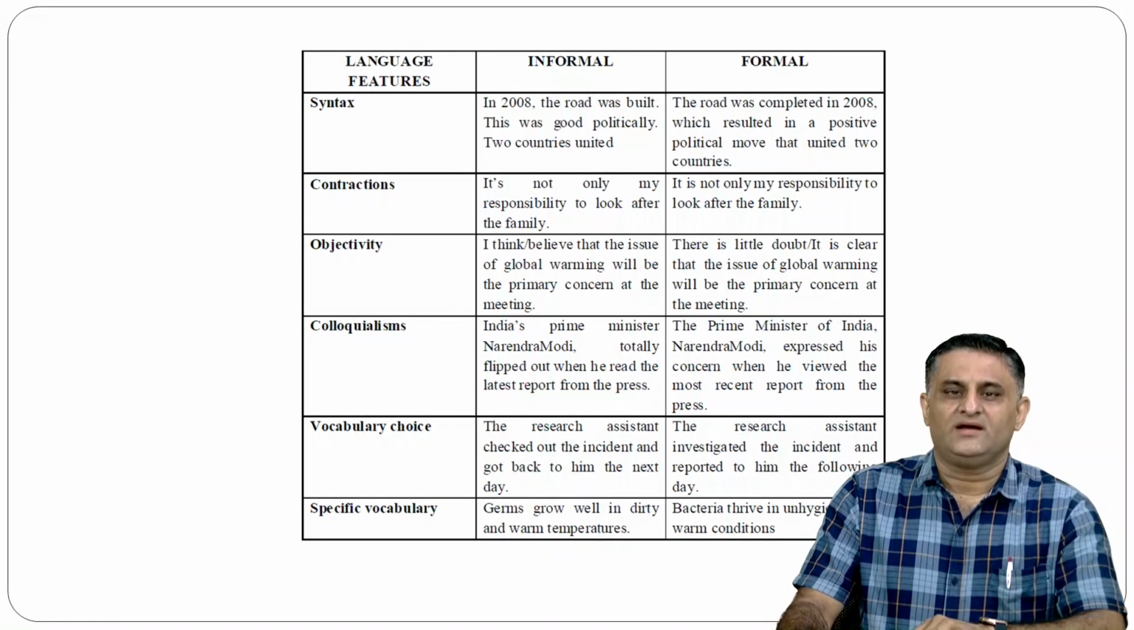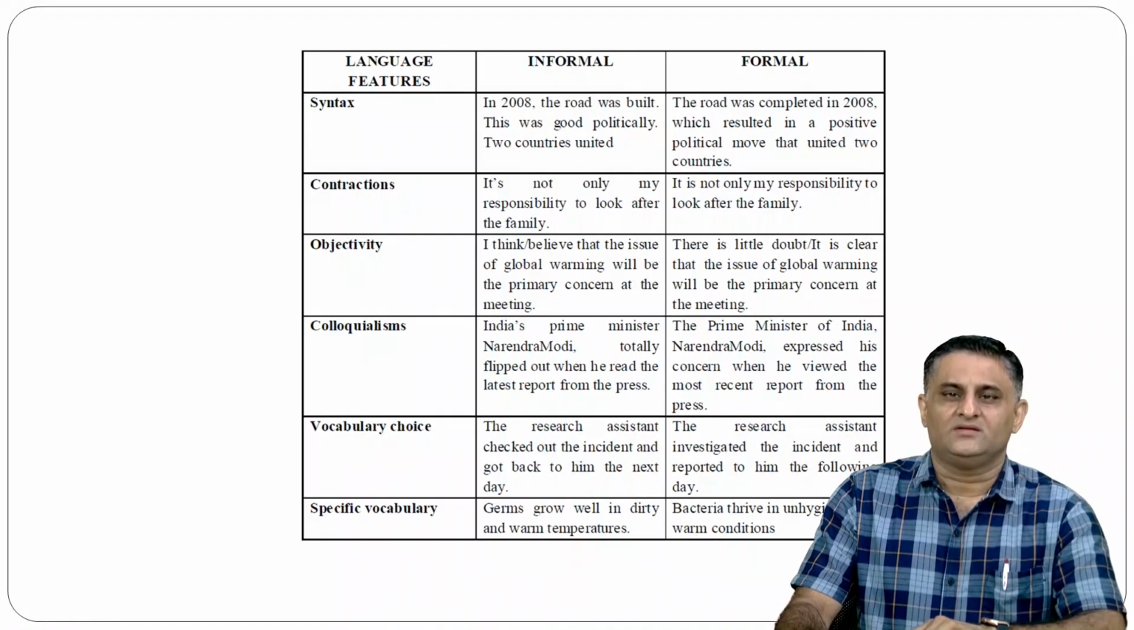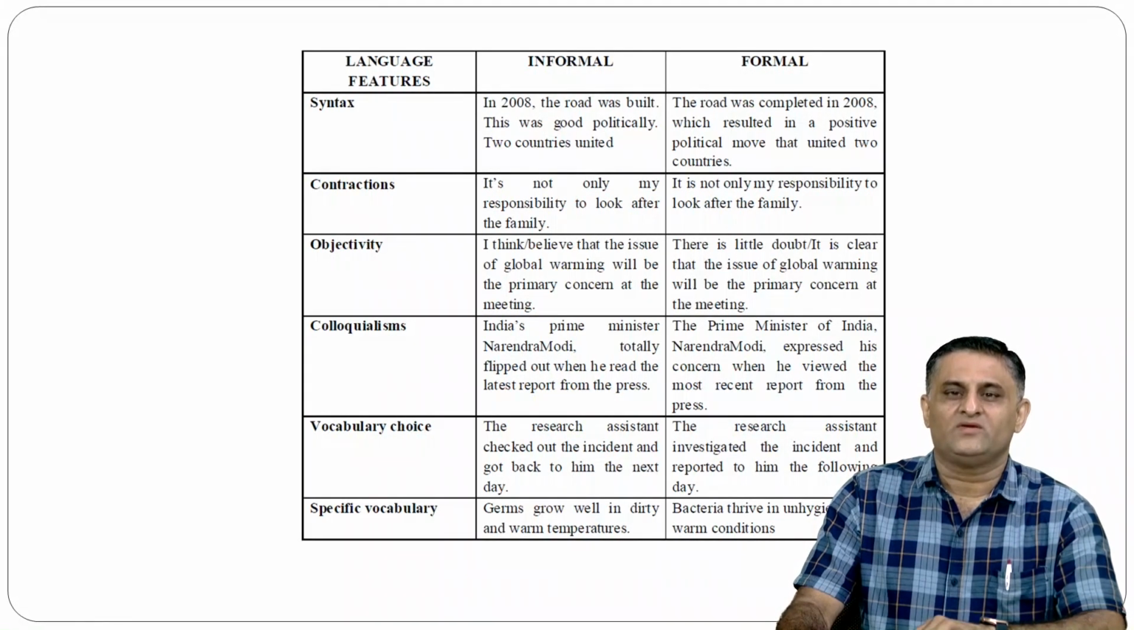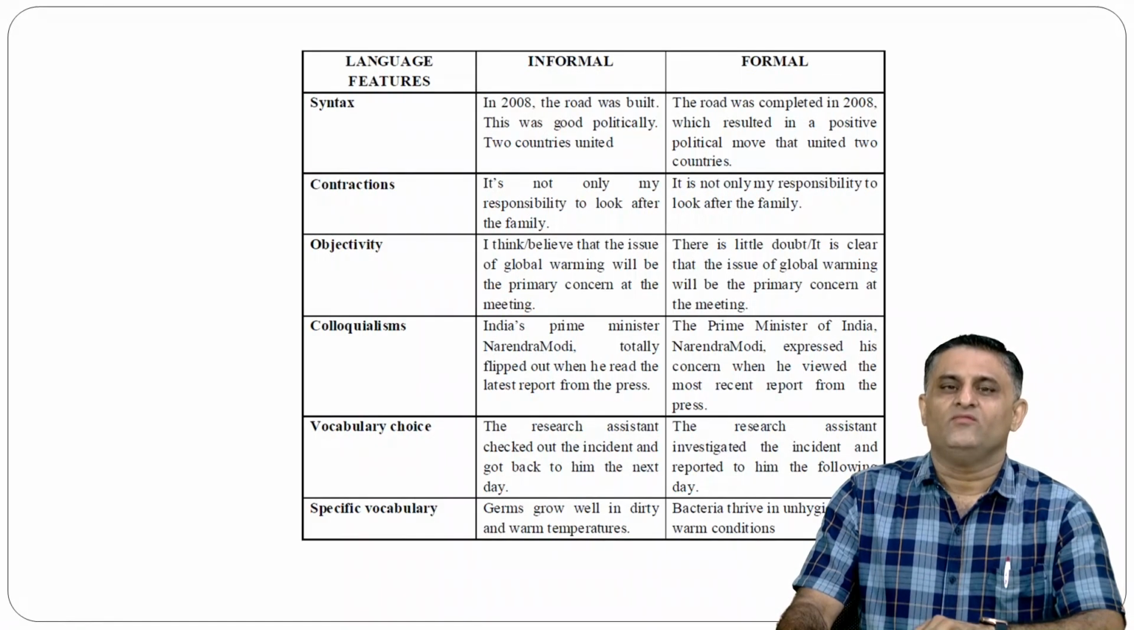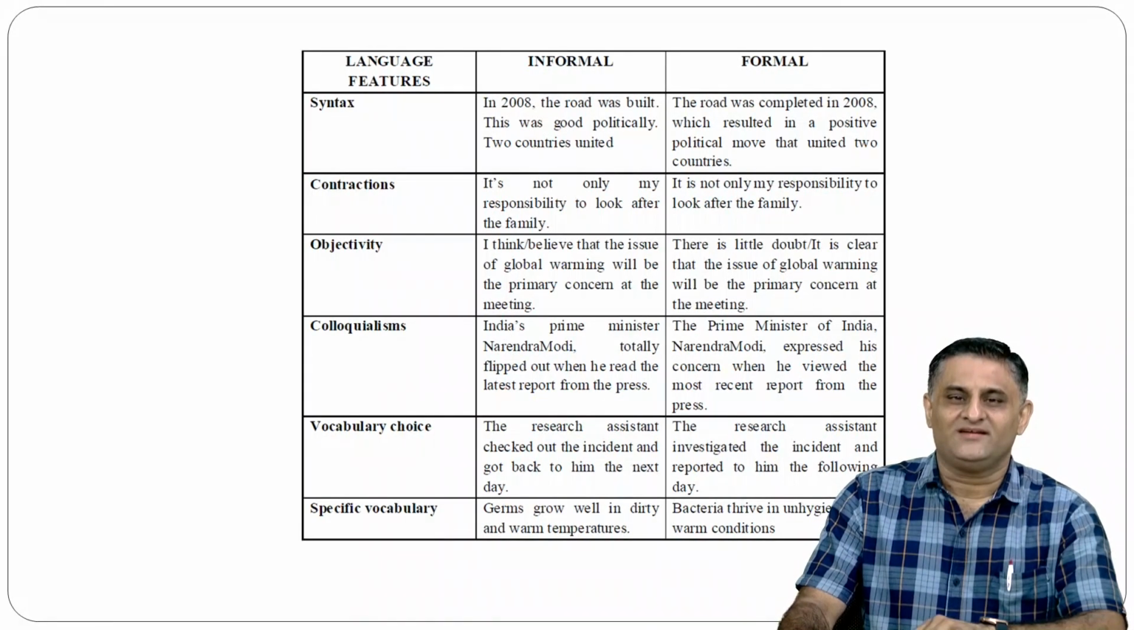Number one, syntax. The informal sentence: in 2008, the road was built. This was good politically. Two countries united is more casual in structure, while the formal version, the road was completed in 2008, which resulted in a positive political move that united two countries, which provides a clearer and more sophisticated structure with additional context.